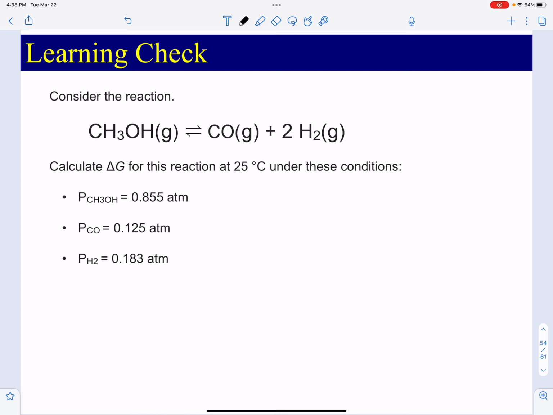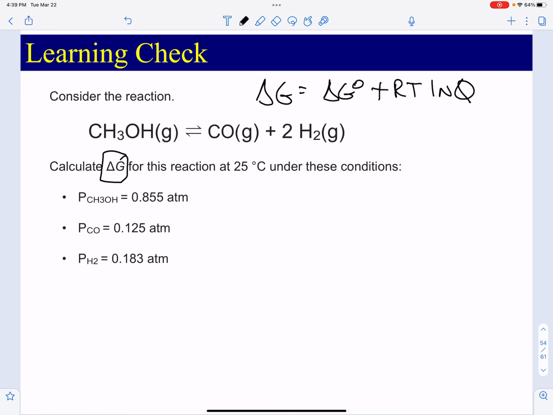And now let's do something else. So we have a different reaction now. And we want to calculate the delta G, not the delta G standard, the delta G. So delta G equals delta G standard plus RT ln Q. That's the formula that we use, where Q is the products over the reactants at the respective powers at initial conditions.